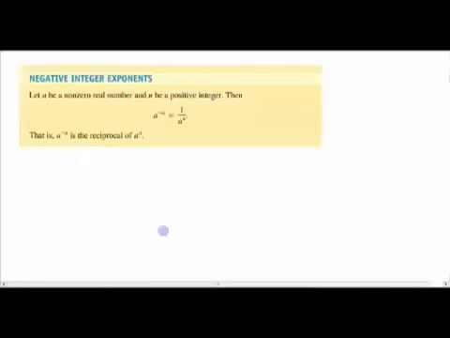Our property here on negative integer exponents says: let a be a non-zero real number and n be a positive integer. Then a to the negative n is equal to 1 over a to the n. That is, a to the negative n is the reciprocal of a to the n.